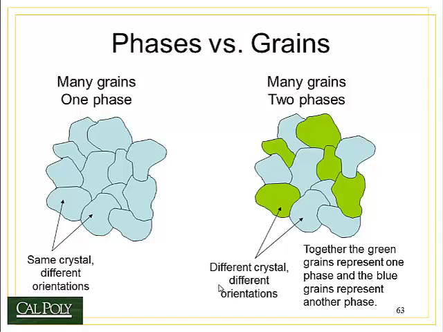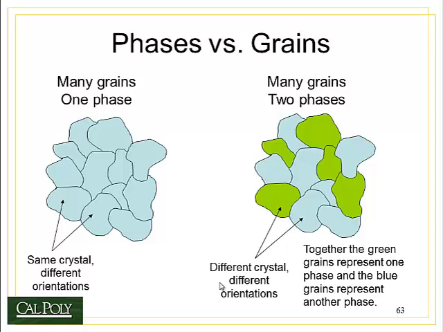A word quickly about phases and grains. It's possible to have one phase and many grains, as shown in the picture on the left. And we've talked about examples of this, like brass, for example. But it's also possible to have two phases and many grains of each of those two phases. So the picture on the right shows two phases, the blue and the green, but I have grains of green and I have grains of blue. And sometimes I have grain boundaries between the blue, and sometimes I have grain boundaries between the green phase, and sometimes I have phase interfaces between the green and the blue.